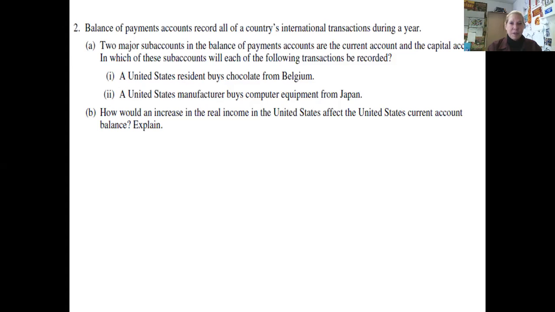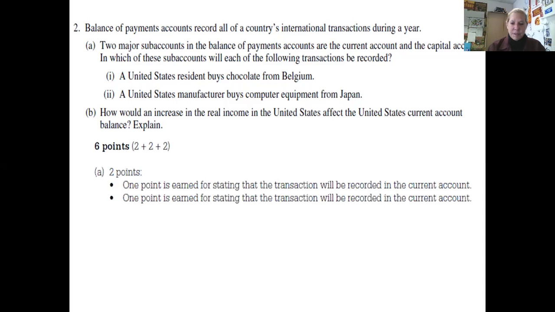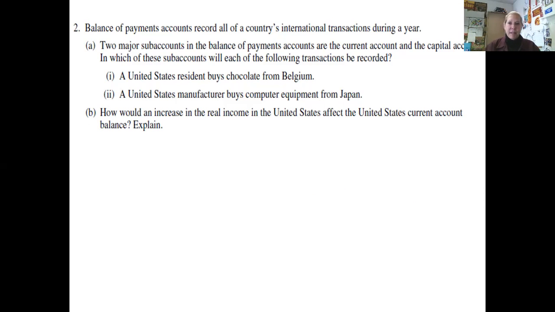Okay, here's an example from one of the FRQs from the AP test. So here, take a picture of that and see if you can work that out, and then I'll display the rubric and you can take a picture of that and check the answers in.